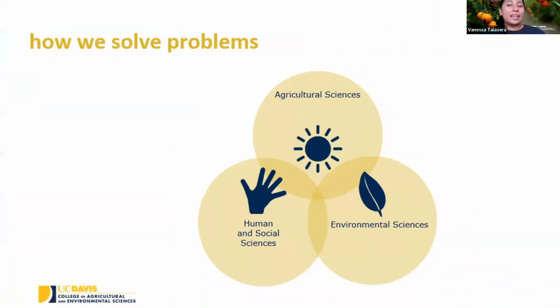And I think, yes. So within the College of Agriculture and Environmental Sciences, our majors are housed under kind of three divisions. The first one is going to be agricultural sciences. So that is in our name. We are, like I said, number one in the nation for agriculture.